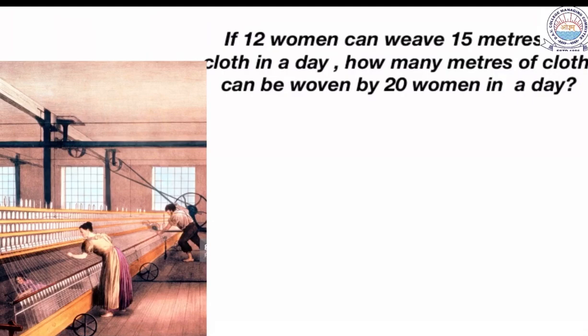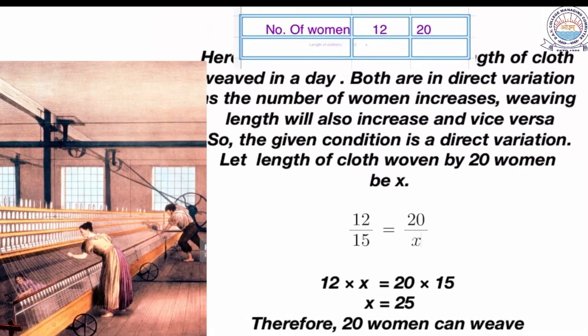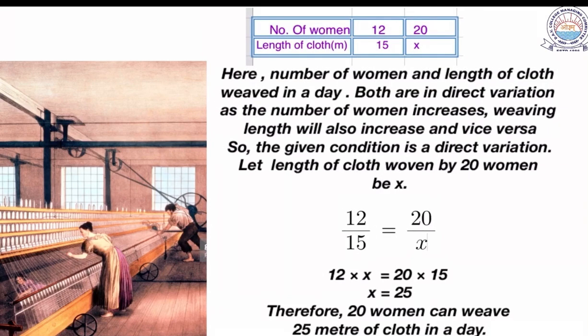For this, we have to make a table with number of women and length of cloth in meters. Here, the number of women and the length of cloth woven in a day are in direct variation. As the number of women increases, the weaving length will also increase. On solving, we got 25 meters of cloth in a day.